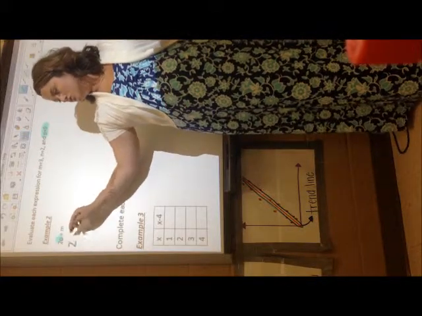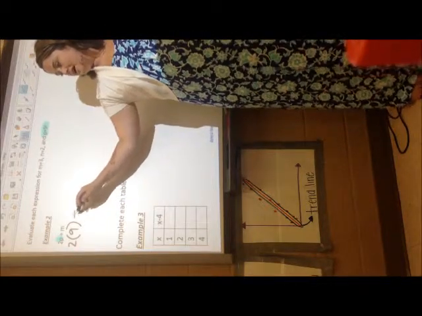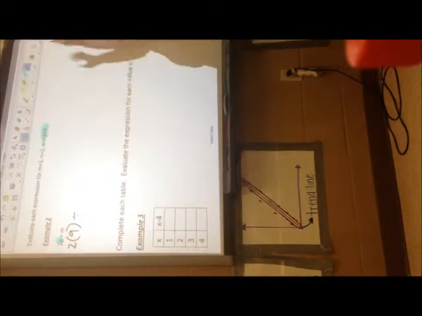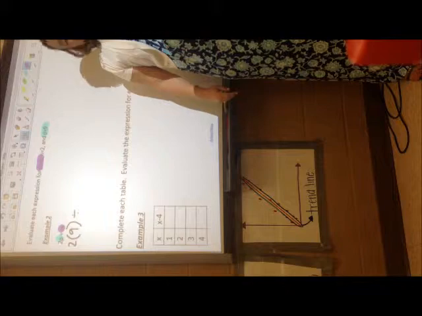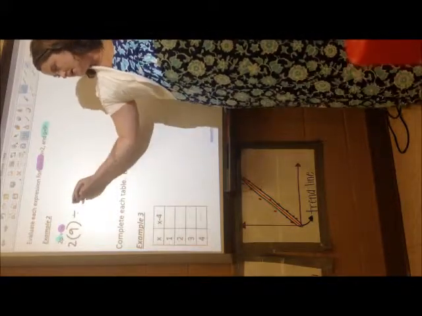So when you are substituting in and you need to multiply, use parentheses. You're going to do 2 times the p-value, which is 9, divided by the m value. The m value is 3, right? So I'm going to do divided by 3.